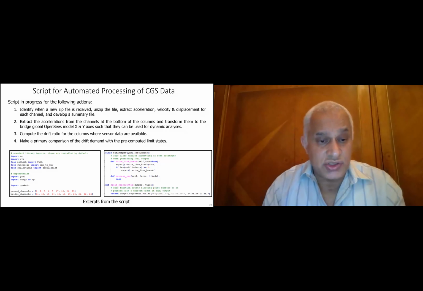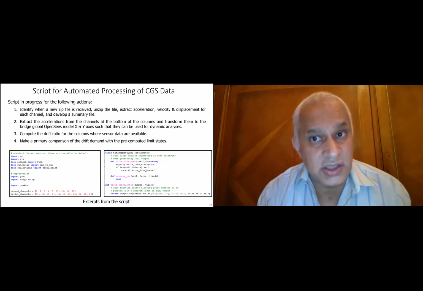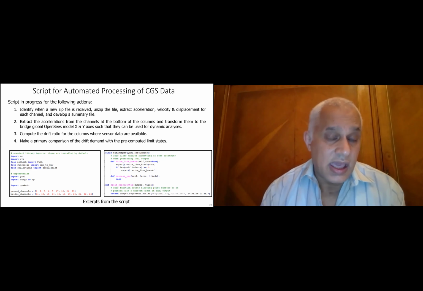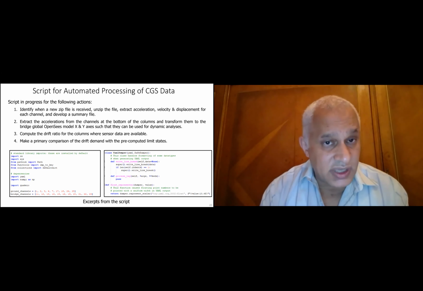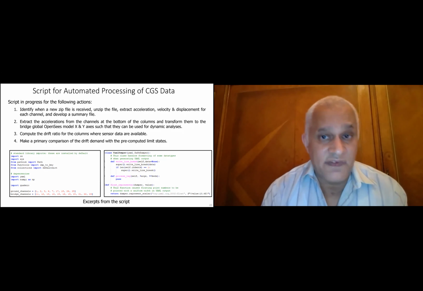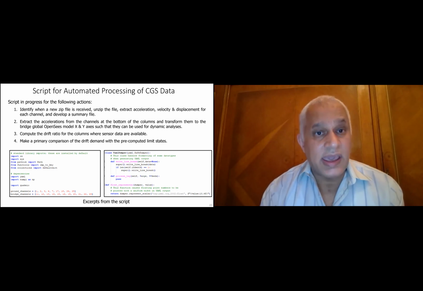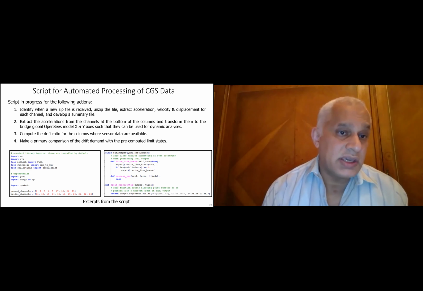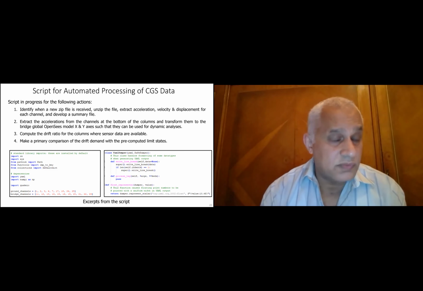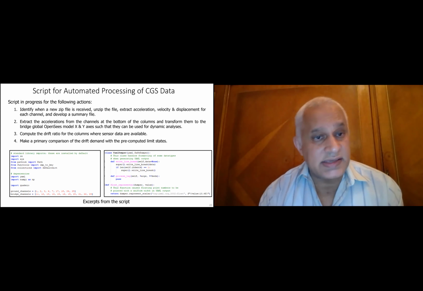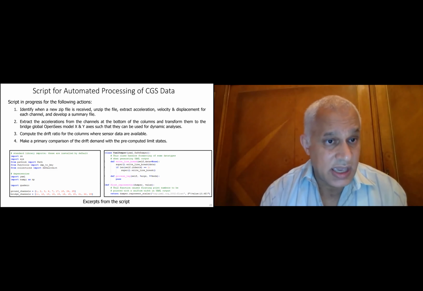My last slide here, just to give you the big picture. So we are finalizing a script for automated processing of the CGS data, where this script basically will identify when new data has arrived in the form of a zip file. We unzip the file, we extract the acceleration, velocity, and displacement for each channel, and develop a summary file. And then we extract the accelerations from the channel at the base of the columns, transform them in the XY axes of the OpenSees model, so we can perform dynamic analysis using this input motion.